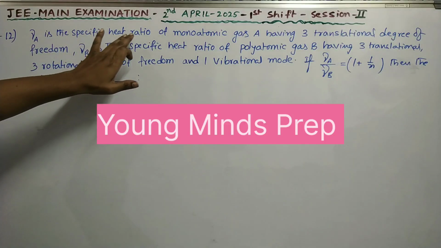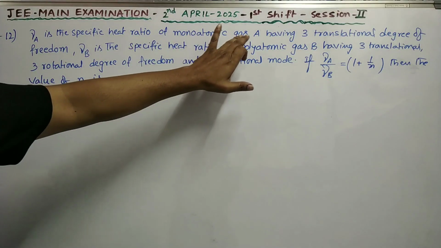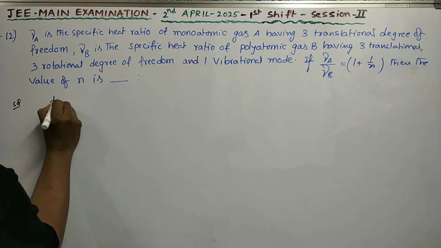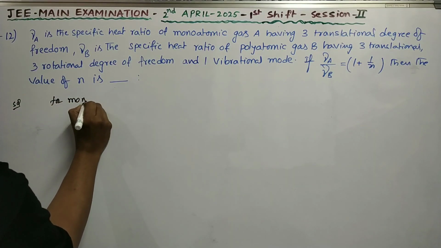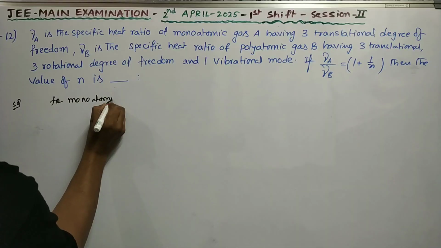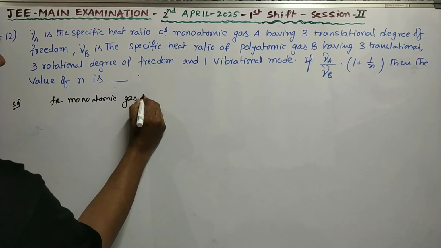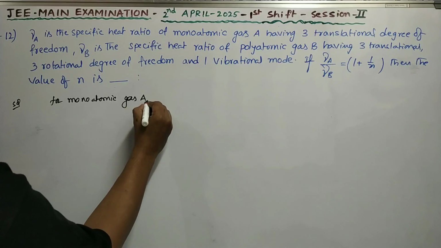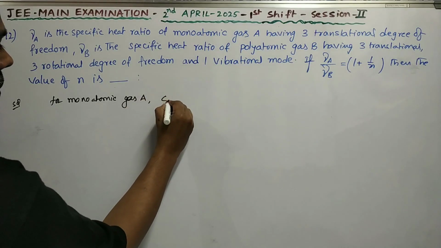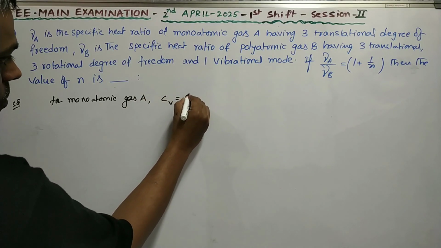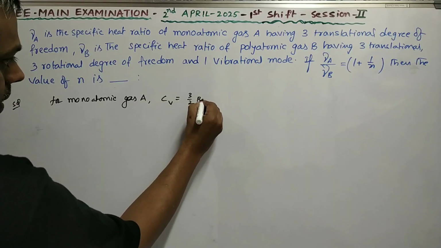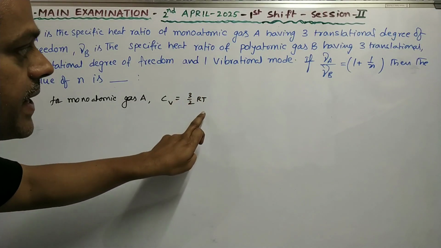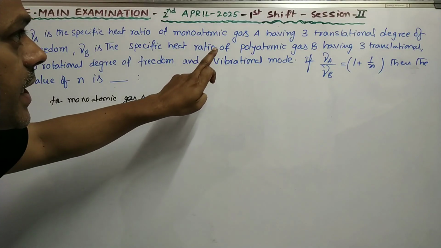Okay, the 12th question. Gamma A is the specific heat ratio of monoatomic gas A. For monoatomic gas A, having 3 translational degrees of freedom, Cv is equal to 3 by 2 RT. Isn't it? With 3 degrees of freedom, that means f by 2 RT. What is degree of freedom?